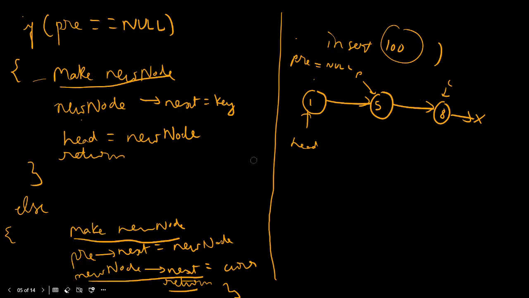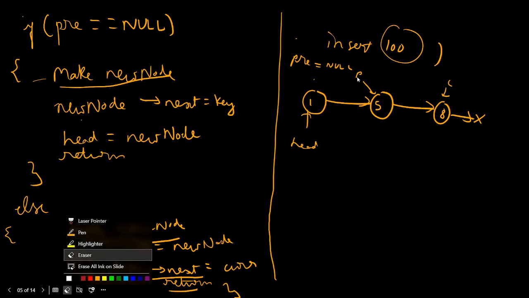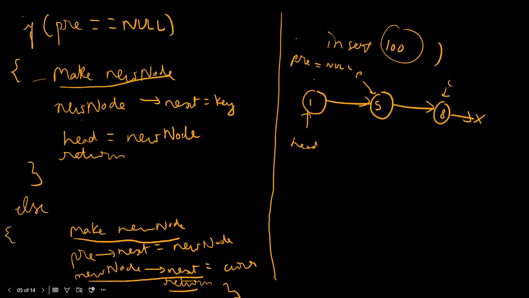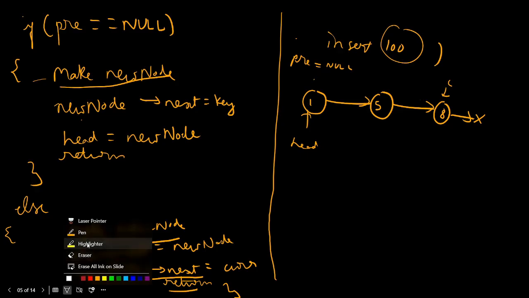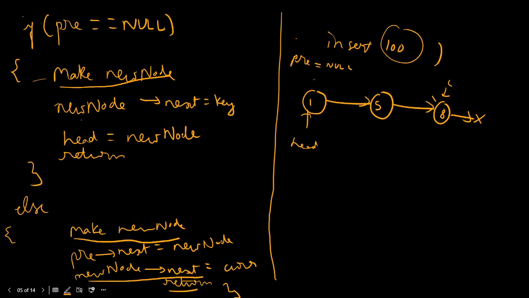Yes. Again, is 8 less than 100? Yes. So again, my pre is going to come here. My pre is going to equal cur, and then cur is equal to cur's next. So my pre is going to come here, and my cur is going to go out. Cur is going to null.